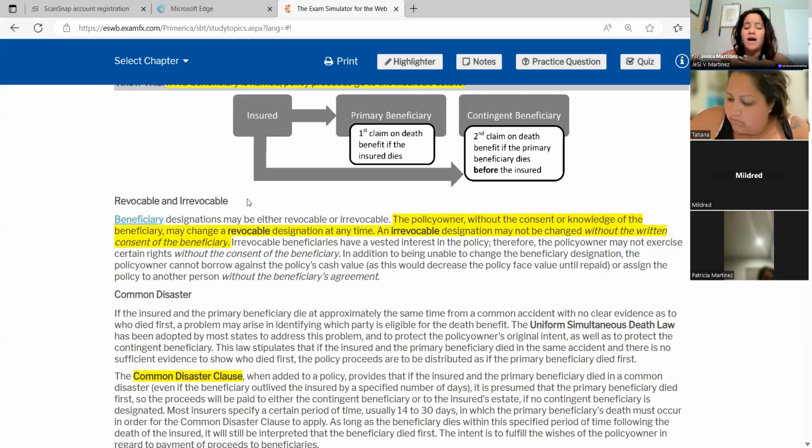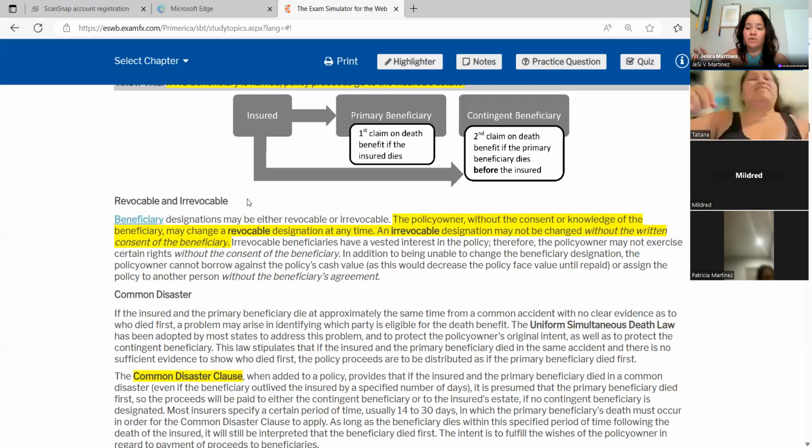So for example, I have my policy and I have my husband as my irrevocable beneficiary, and then we get divorced. I will still need his written consent saying that he will no longer be the beneficiary of my policy, and he's allowing me to change the beneficiary on it. Wouldn't that be weird? Asking your ex-husband, hey, you will no longer get this amount of money, and I need your signature because now I want the new husband to get it. Yeah. Right? It's kind of weird. But it's just so you get it.